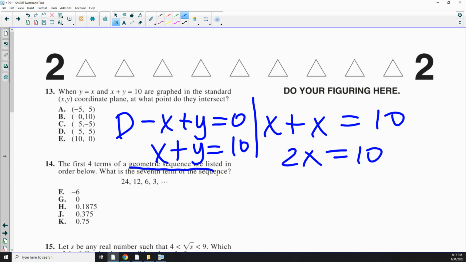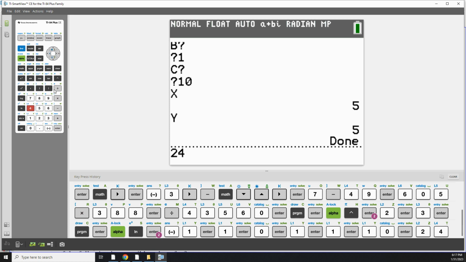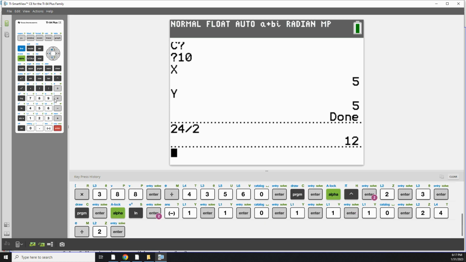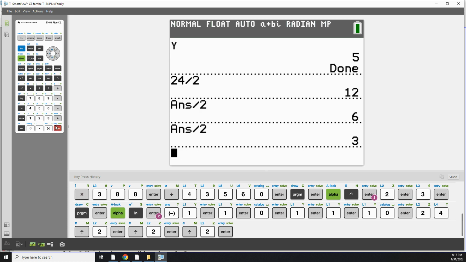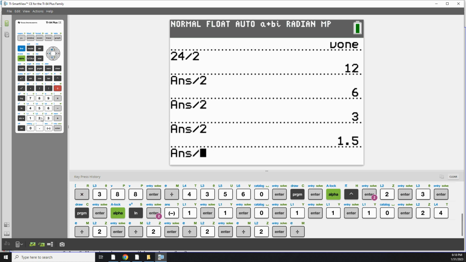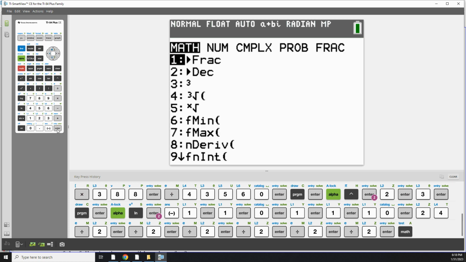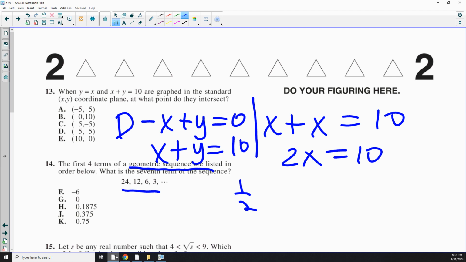Geometric is when we multiply. In this case, we're multiplying by 1/2 or just dividing by 2. So we go 24 is first, divided by 2, second, third, fourth, see, I have no pride, fifth, sixth, seventh. So the seventh term, Matha-Fracka, is 3/8, or 0.375. They let me do the decimal, no Matha-Fracka, huh?